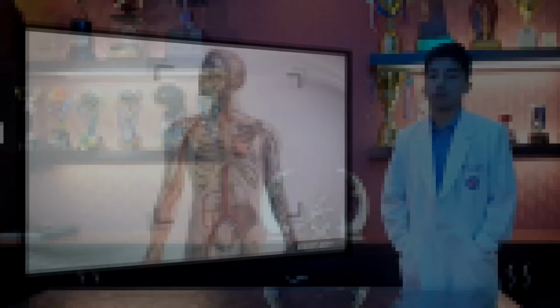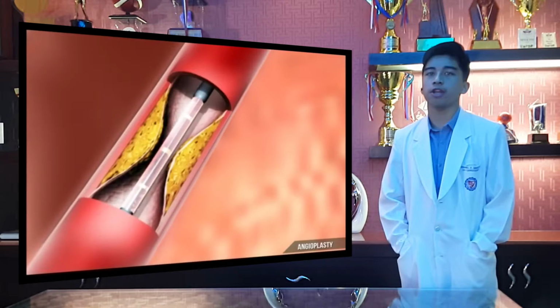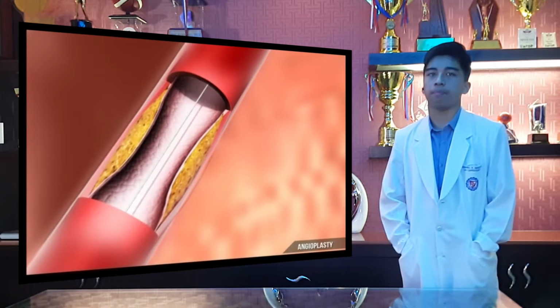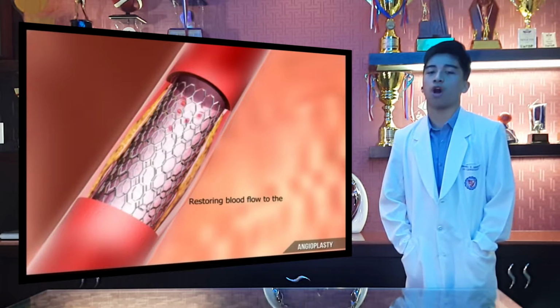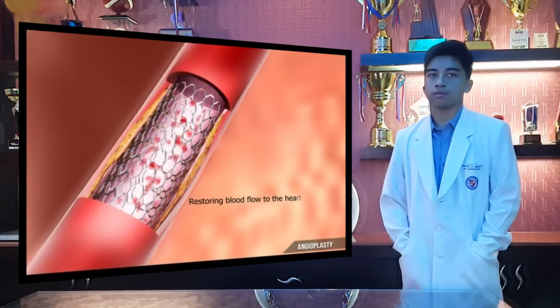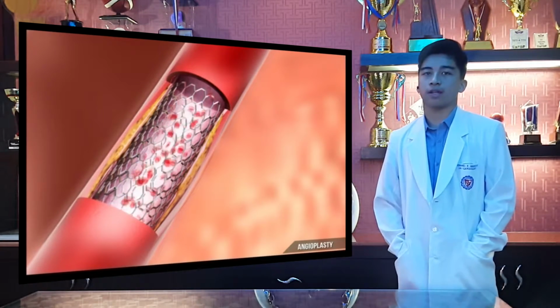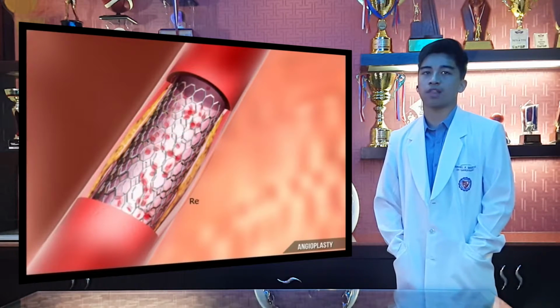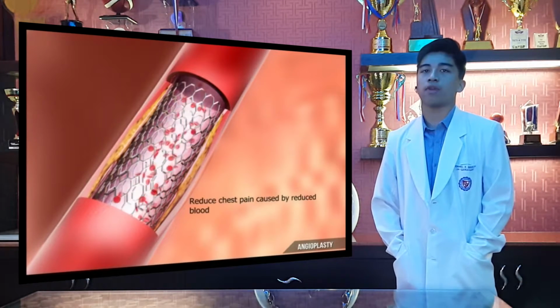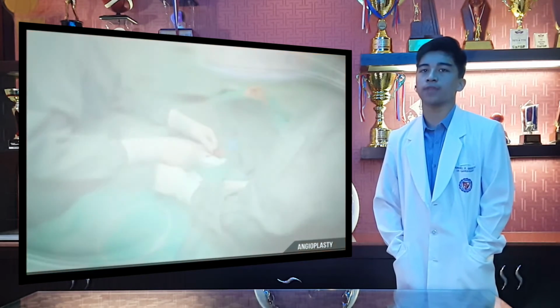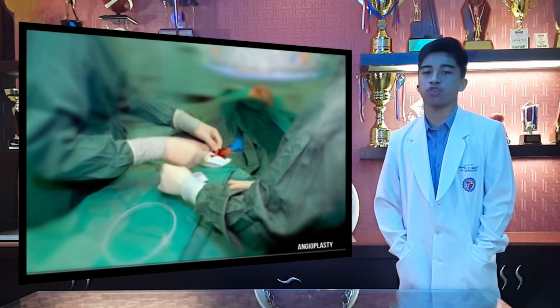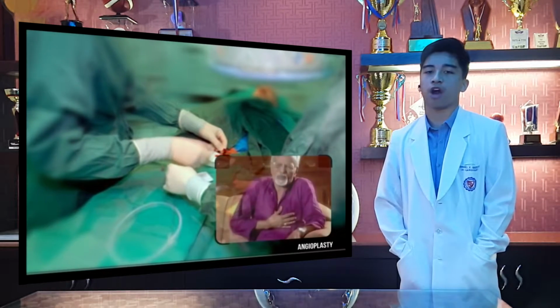What is coronary angioplasty? Coronary angioplasty is a medical procedure which opens up blocked blood vessels, thereby restoring blood flow to the heart muscles. Coronary angioplasty may be needed to reduce chest pain caused by reduced blood flow to the heart muscles. This procedure is sometimes done as an emergency procedure after an angina or heart attack.